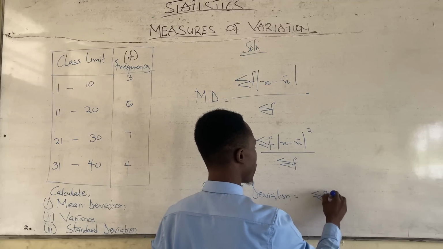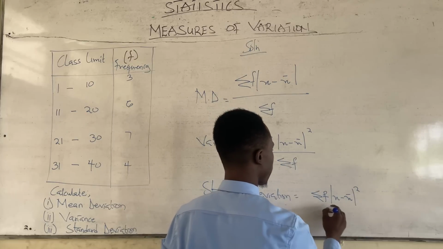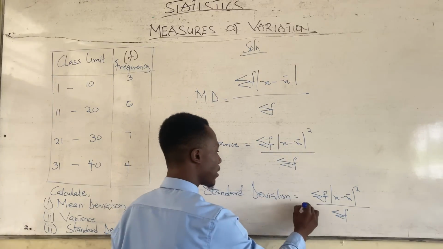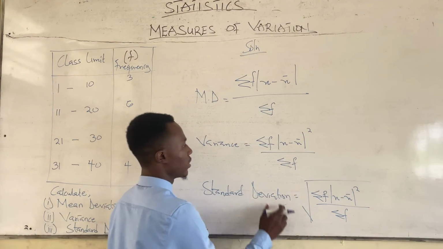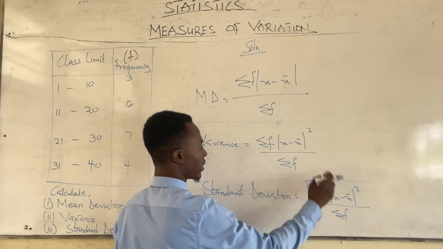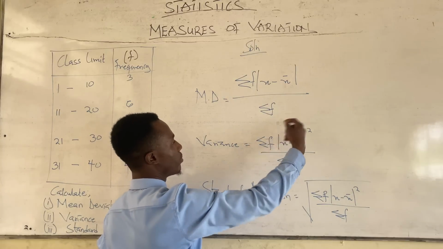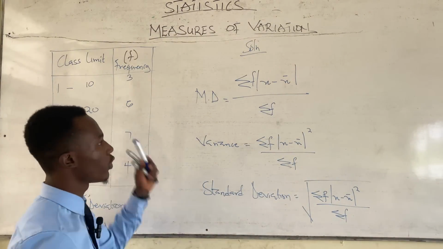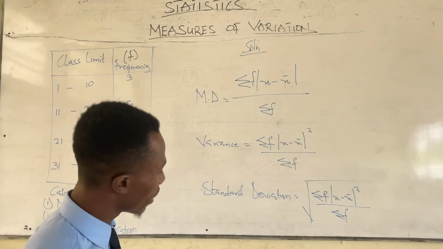Summation f(x minus x bar) squared over summation f. So it's the same as the variance, but you just bring a square root. So always put it in mind: standard deviation is just like the variance, but under a square root. And variance is just like the mean deviation, but rather squared. So this is the formula that we are going to use to calculate for what we have here. Just put the formula in mind.